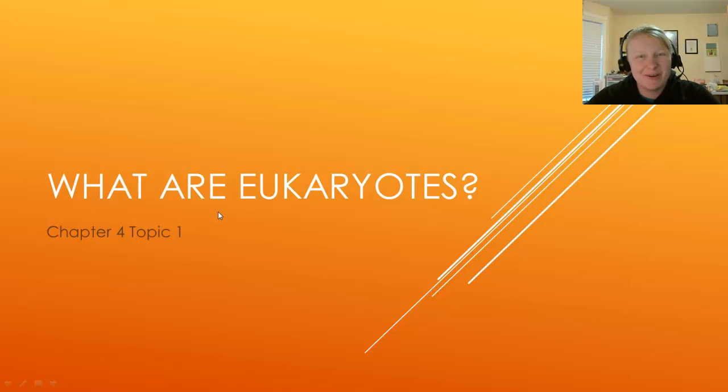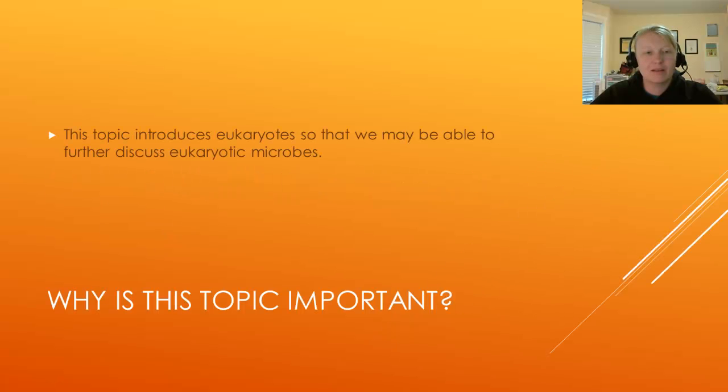Welcome to Chapter 4. We start off with a very short topic on what are eukaryotes. In this topic, we're going to talk about, in general, what eukaryotes are, and in more topics within this chapter, we're going to talk about the different types of eukaryotic microbes. This topic and the one after it help set the stage for understanding the eukaryotic microbes. We need to understand what eukaryotes are and how they work in order to understand the different eukaryotic microbes.